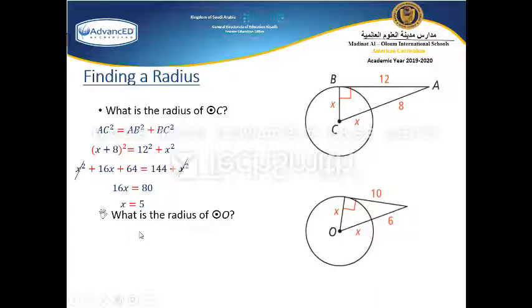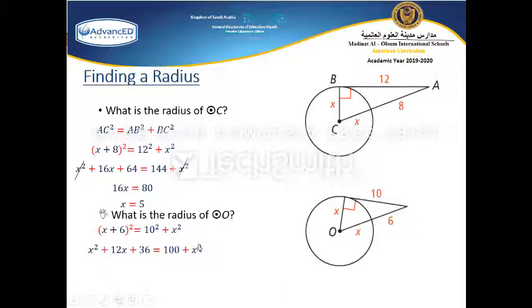By the same idea, what is the radius of this circle O? Here, by applying the same theorem, the Pythagorean theorem, we will get that this radius, 6 plus x, squared equals the sum of the squares of the other two sides, 10 squared plus x squared. By evaluating this binomial squared, as we said, the first squared, the second squared, and first times second times 2, we will get x squared plus 12x plus 36 equals 10 squared, which is 100, plus x squared.